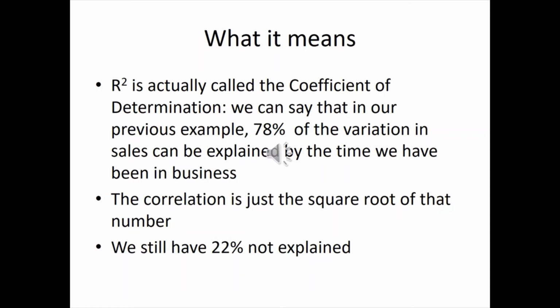So that means that there's 22% of the variation I can't explain, right? So all you do is take the correlation and square it. And that gives me the coefficient of determination. And it says I can explain 78% of the variation by that bottom variable.